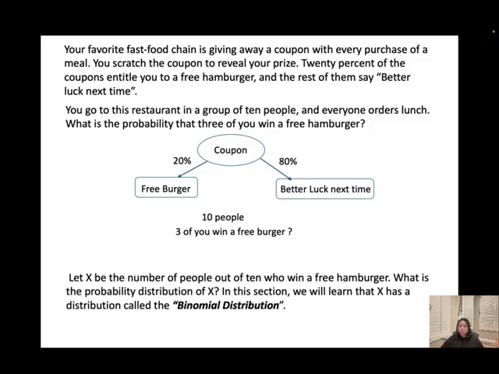So now we're going to let x be the number of people out of 10 who win a free burger. What is the probability distribution of x? In these sessions, we will learn that x has a distribution called the binomial distribution.